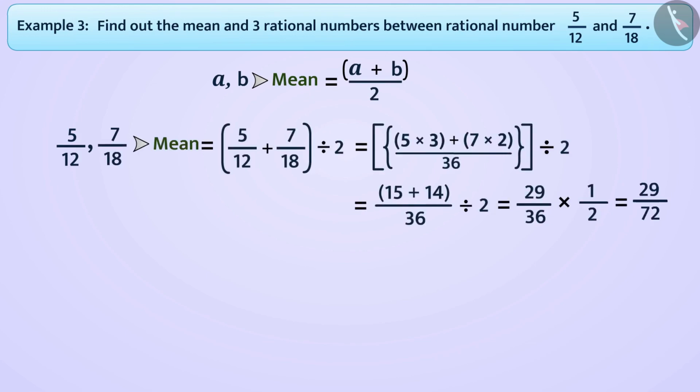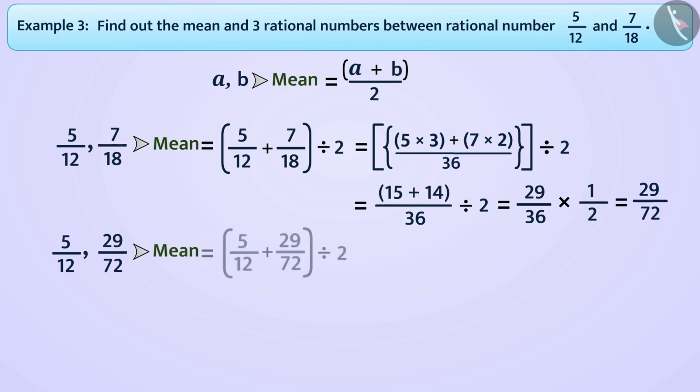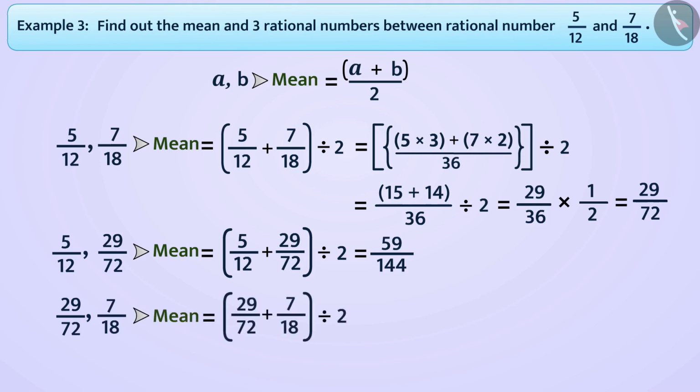Now, you pause the video and try to find the mean of 5 by 12 and 29 by 72 by yourself. You will get the answer as 59 by 144. In this way, we can find out the mean of 29 by 72 and 7 by 18. Their mean will be 29 by 72 plus 7 by 18 divided by 2 is equal to 19 by 48.